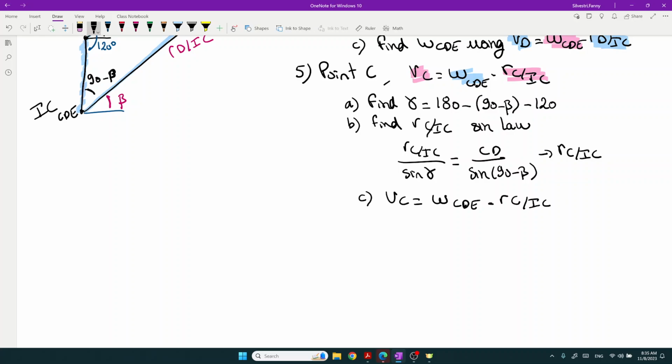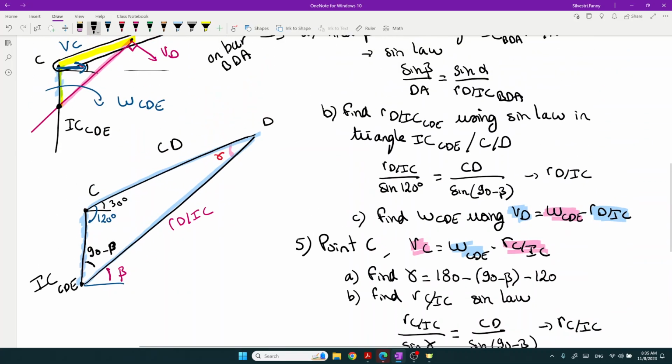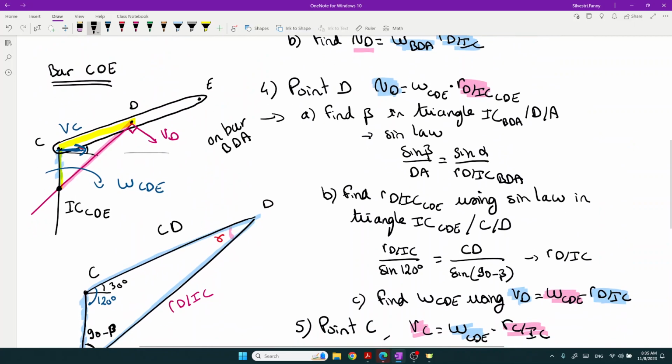We are almost there. We get point C, point D, point C. We are just missing point E. So how do we find the velocity of point E? We draw a line from the IC to E, and VE will be perpendicular to that. So what do we need? We need those green distances, RE about IC. How can we find that?